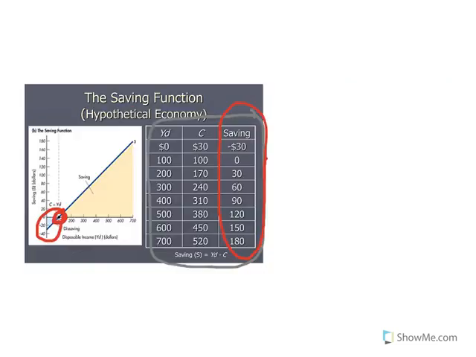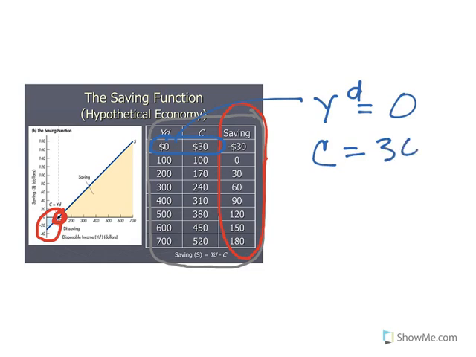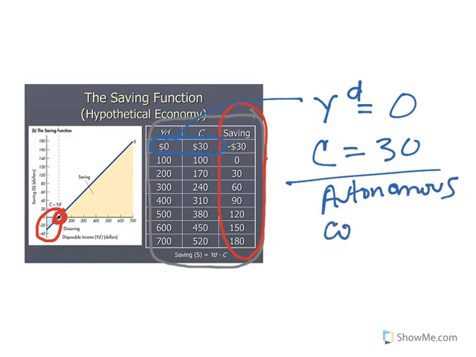If we go back and look at this right here, all you have to do to know the level of autonomous consumption is look to see when disposable income is zero and see what your level of consumption is. So we can clearly see that right here, when income is zero, consumption still equaled $30, which means that is the level of your autonomous consumption, the amount of money that you spend that has nothing to do with how much money you make or your income.